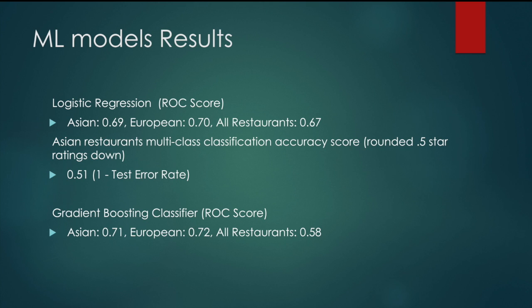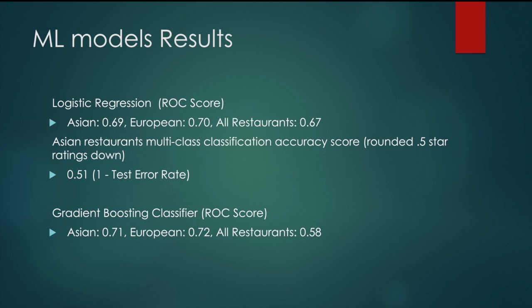So for most of the scope of our project, we were basically predicting using binary classifiers, predicting whether a restaurant will be successful or not. But later on, what we also did was we did multi-class classification on predicting the actual star ratings for the restaurants. So as you can see, we present the results for the ROC scores for the logistic regression as well as the gradient boosting classifiers.